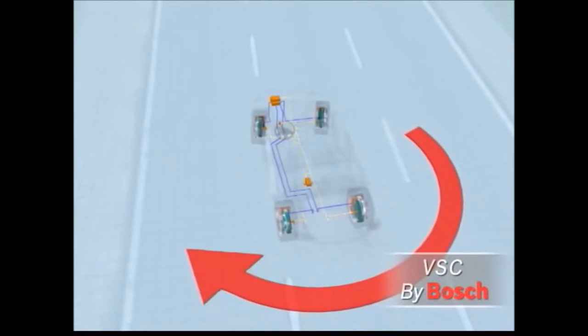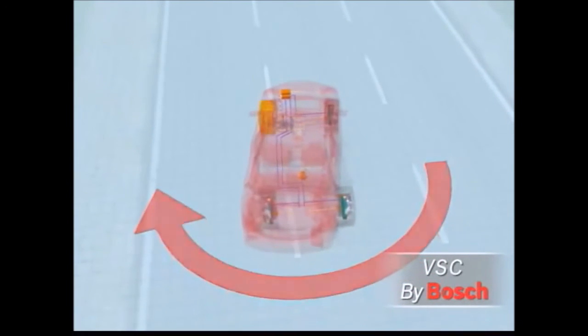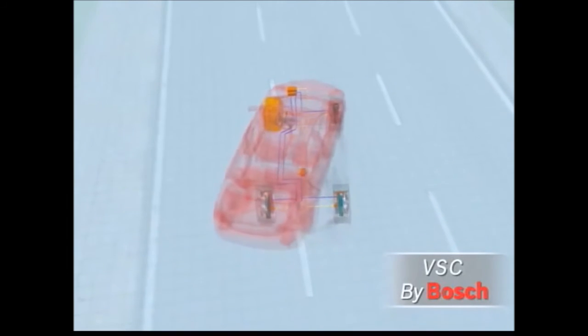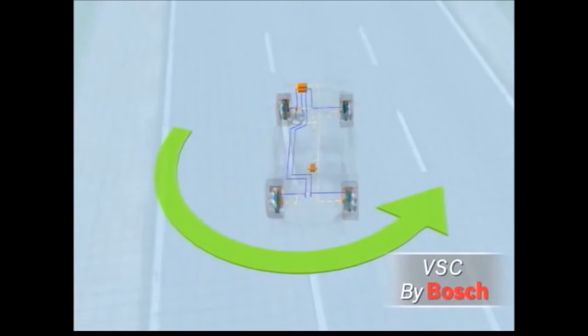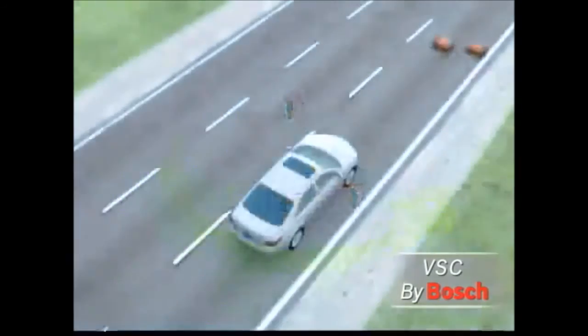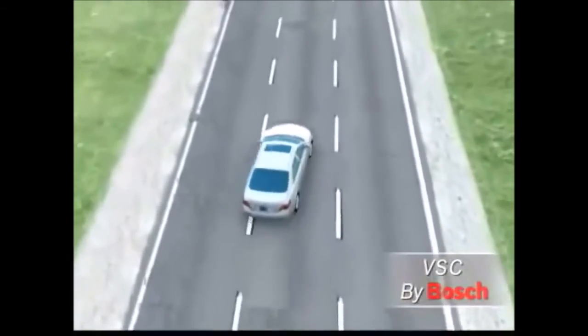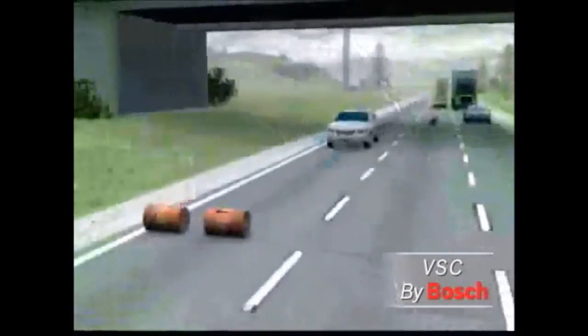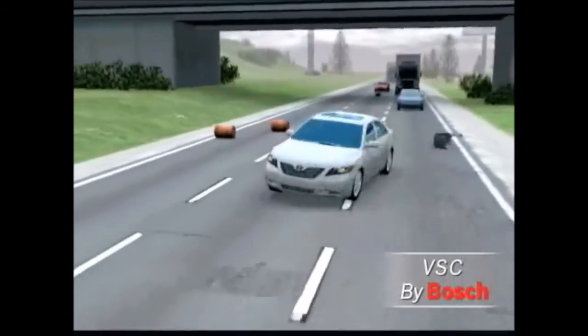Once it does that, the car then senses that the back wheels are losing traction, as you can see here. Then vehicle stability control sends a signal to brake the front left tire, which creates another pivot point, bringing the car back into stability and into the center of the lane. This is just one example of how vehicle stability control mitigated oversteer and understeer in a quick maneuver to try to avoid something in the road.